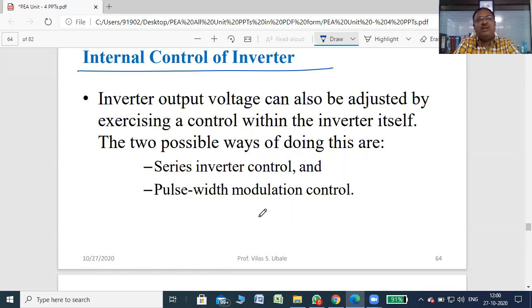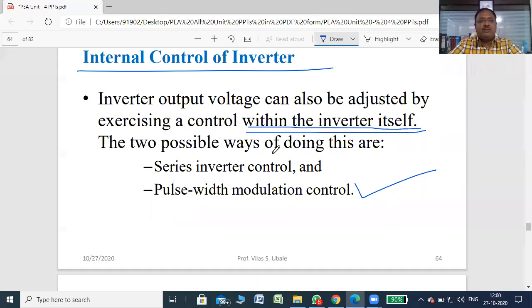This is one of the triggering circuits. So with every inverter circuit, we require a triggering circuit, right? So this is also one of the triggering circuits. So we can say no additional circuitry is required, because this itself is a control circuitry, right? So the inverter output voltage can also be adjusted by exercising a control within the inverter itself.